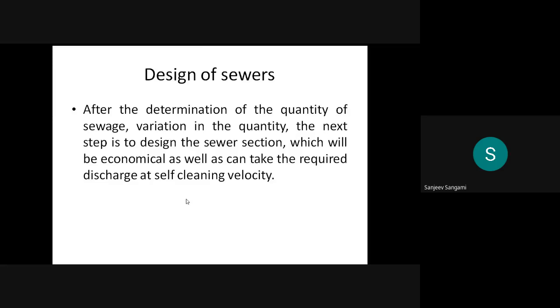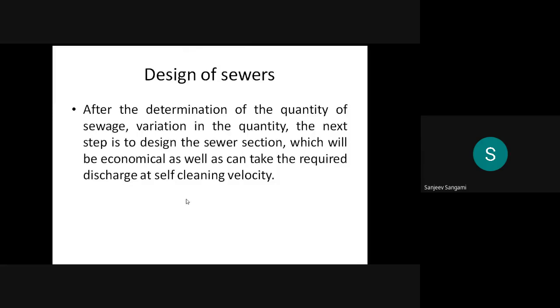Then one more is the non-scouring velocity. It should not be too fast, so that whatever sand or silt particles are there, it should not scour the inside surface of the pipeline.